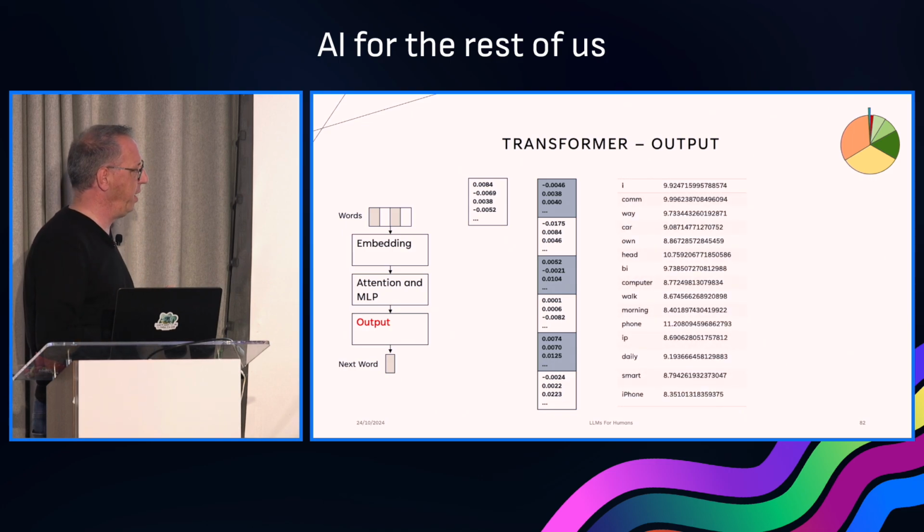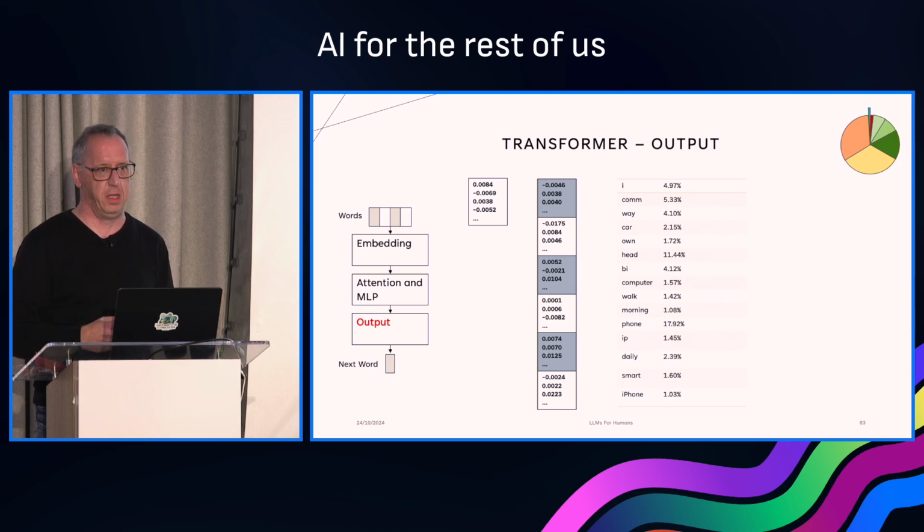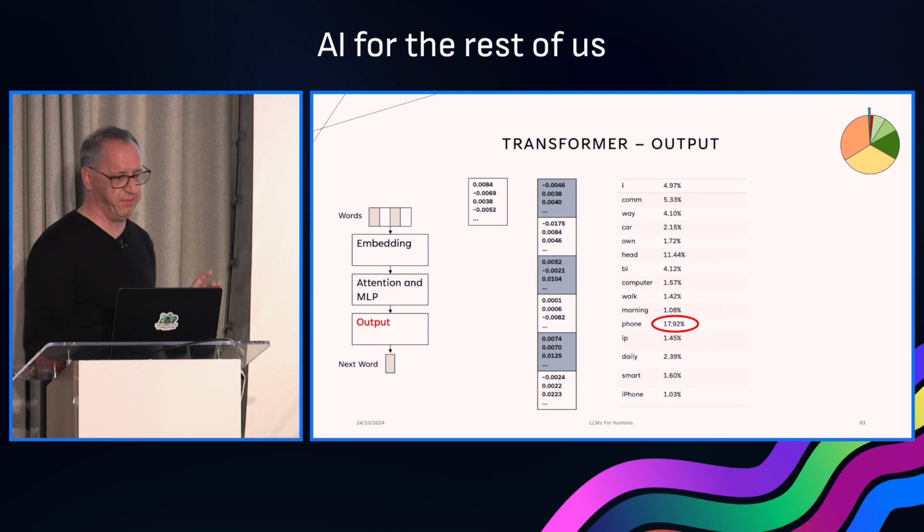So these are the top 15. We've got some numbers there, calculations, and we can convert those to a percentage, to a probability. And you can see the most likely word in our training data is the word phone. Now, up to this point, everything has been deterministic, in the sense that if we stop this and start again, we'd still end up with 17.92% for the word phone.